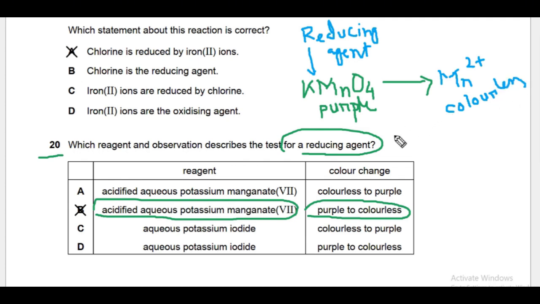So how can you test for a reducing agent? A reducing agent is added to acidified potassium permanganate. Potassium permanganate turns from purple to colorless. This is the test for a reducing agent. Thank you, dear students.